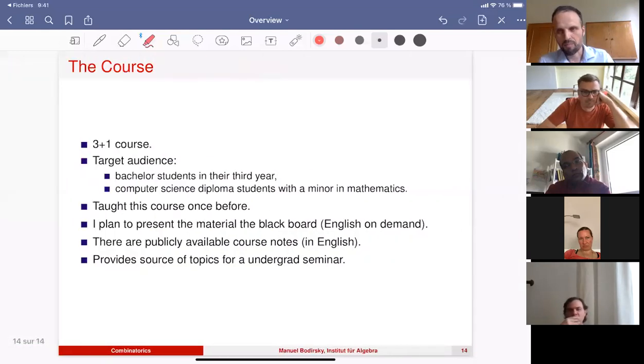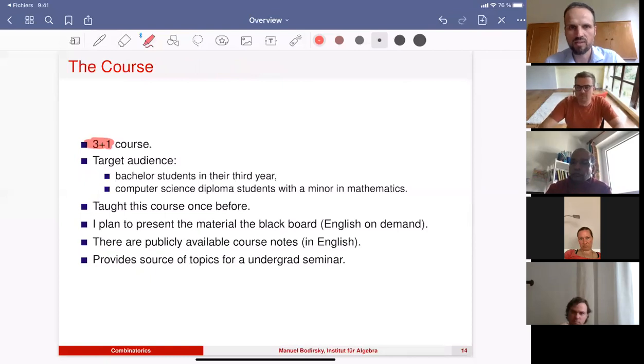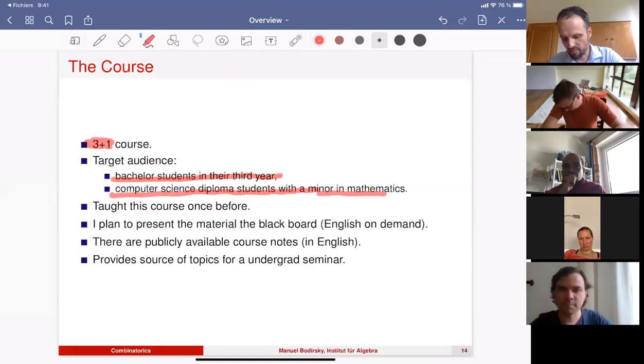Some high-level comments before I finish. This is a 3+1 course, meaning that we have three sessions that are lectures. I plan to lecture at the blackboard. Hopefully this is again possible. And one session every two weeks is exercises, where exercises will be given out, and in these sessions we'll discuss the solutions. The target audience is bachelor students in their third year, and also computer science students with a minor in mathematics.